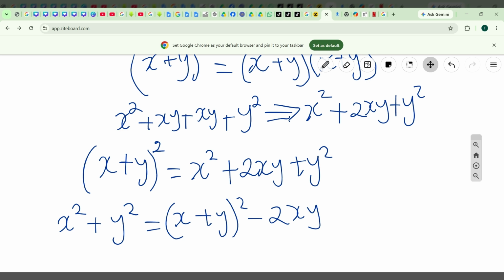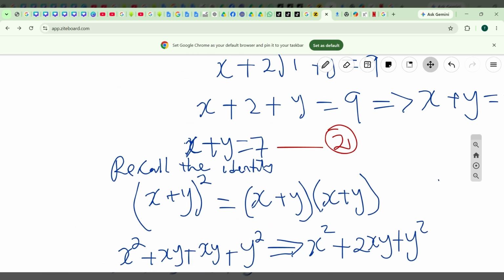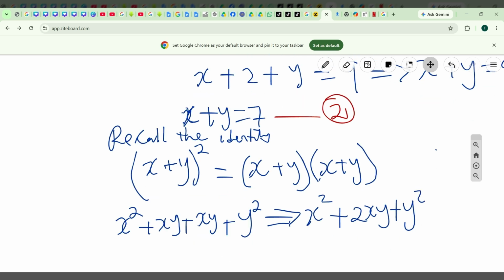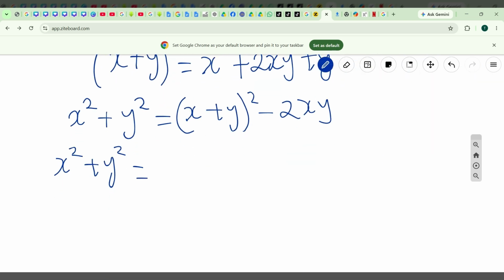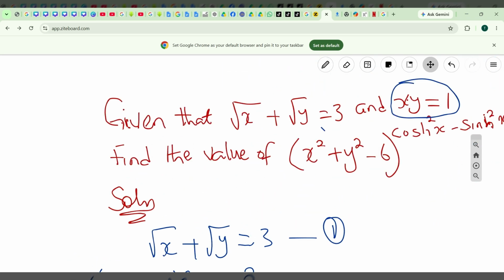All right, so now we've gotten what x squared plus y squared is. This is saying x squared plus y squared is equal to, what's the value of x plus y? Remember, we found what x plus y is. Recall here, equation 2, x plus y is equal to 7. So we'll take that, x plus y is 7. So this is going to be 7 all squared minus 2 multiplied by xy. What is the value of xy? They give us the value of xy in the question here. You see the value of xy is 1.